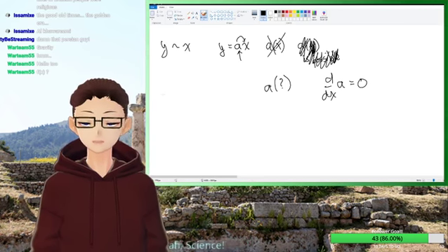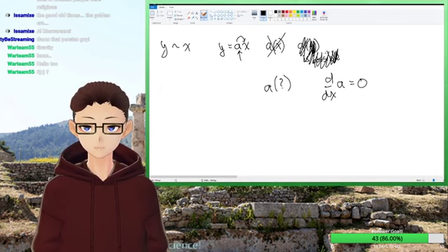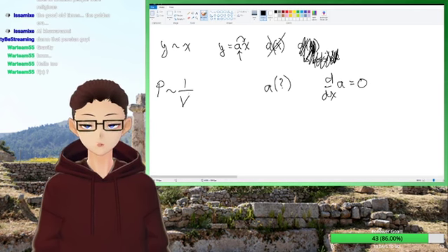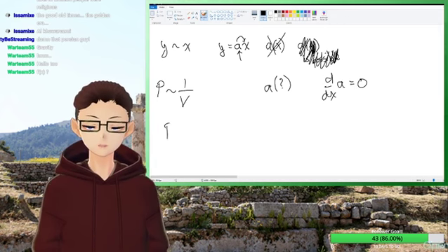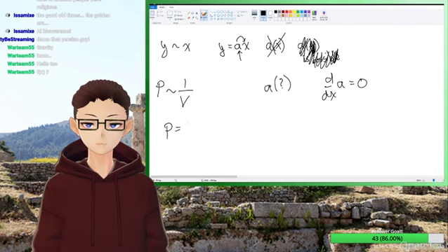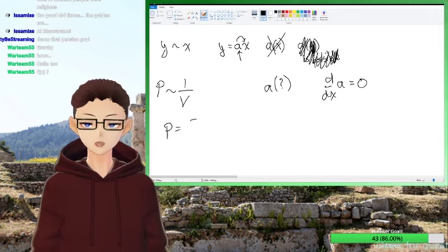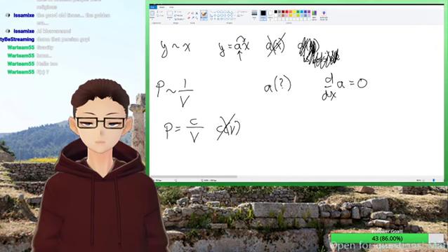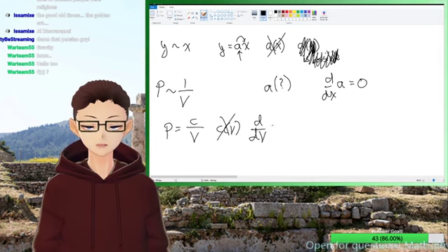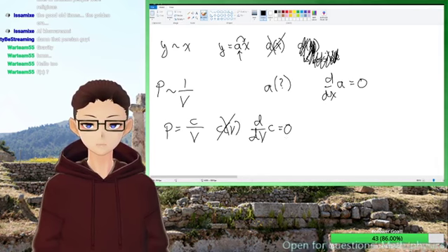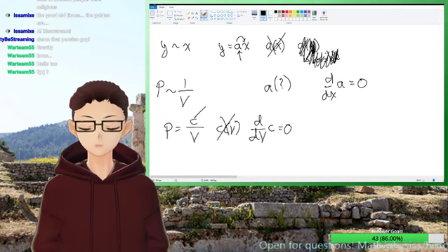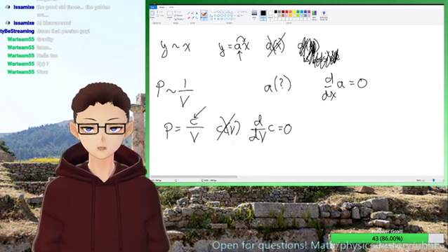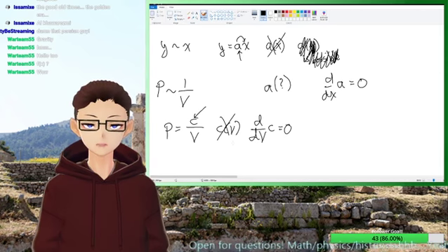And then you have inverse proportionality. So if I say pressure is inversely proportional to volume, that means I have an equation where pressure equals some constant over volume. This constant is not a function of volume, so the derivative with respect to volume of that constant would be 0. But this constant could be a function of a bunch of other different things.